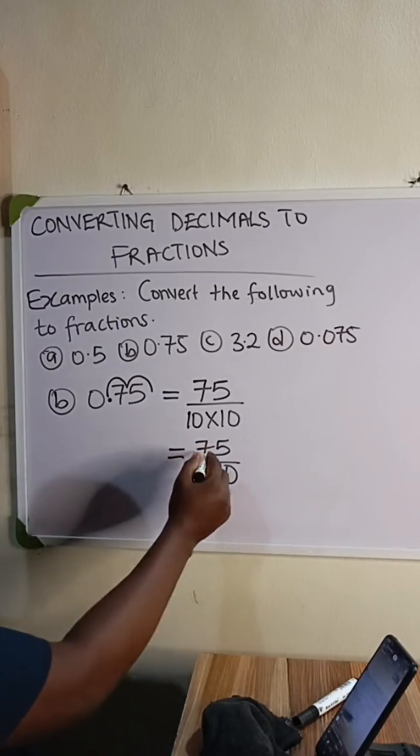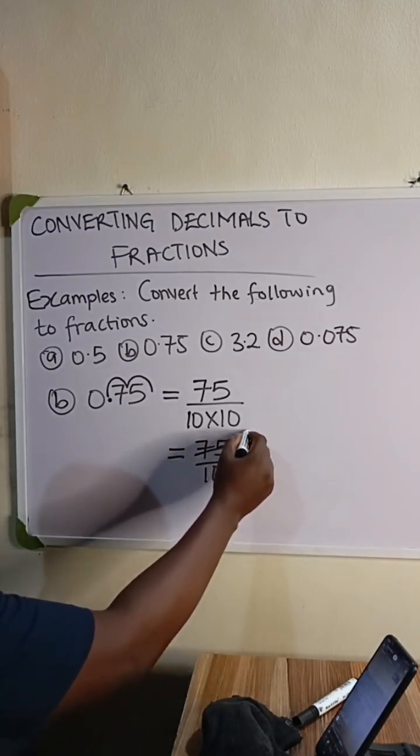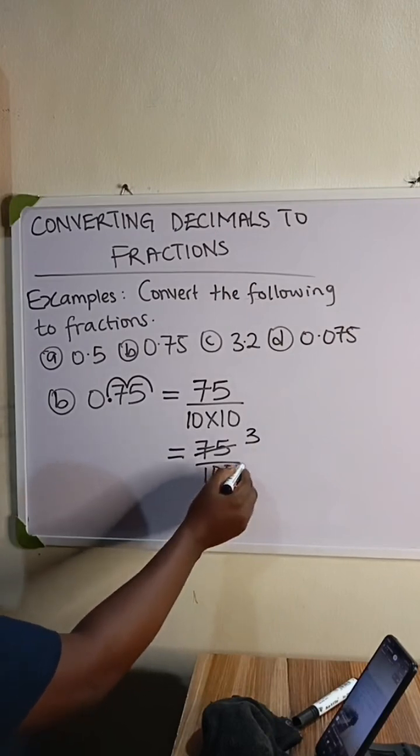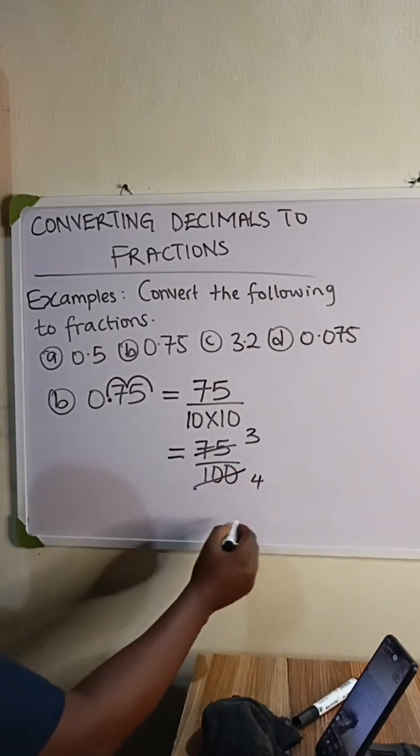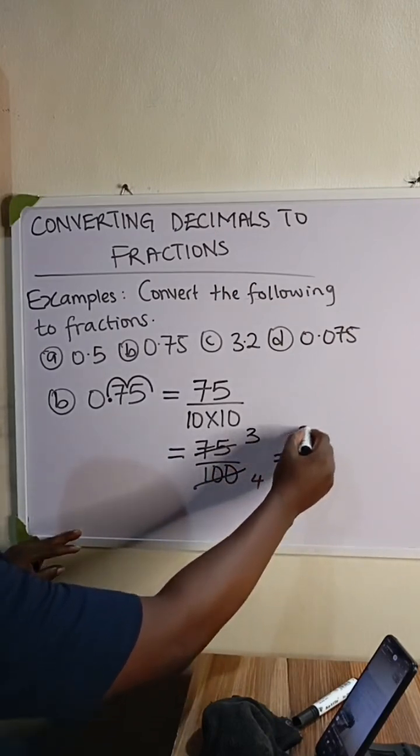So if we divide 75 by 25, you're going to have 3. If you divide 100 by 25, you're going to have 4. So this means our final answer will be 3 over 4.